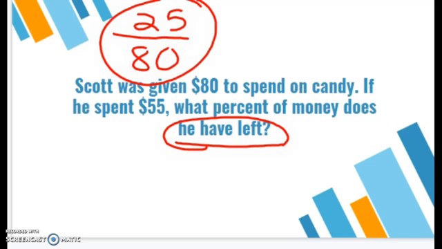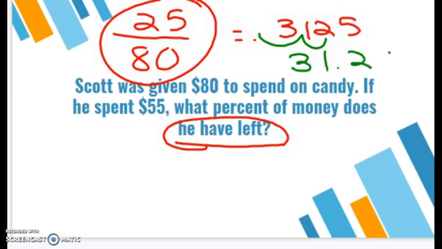So 25 divided by 80, that is 0.3125. Then, to change a decimal into a percent, you move the spot over 2, so it's 31.25% is what he has left. So you're not taking what he spent. You want to know how much money he had left, which was that $25. Alright, next one.